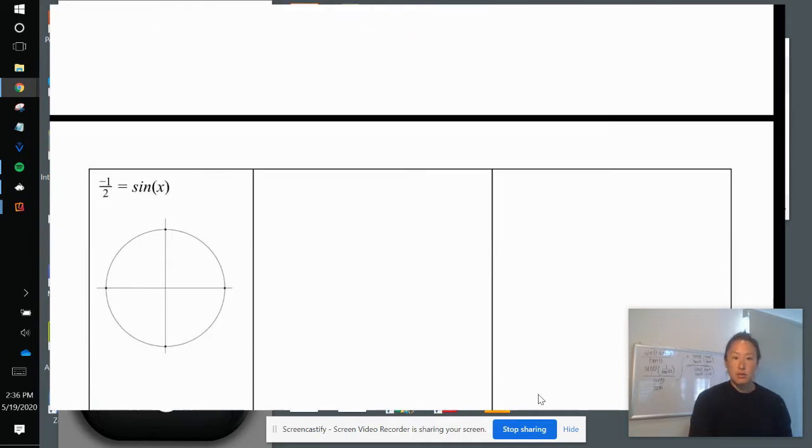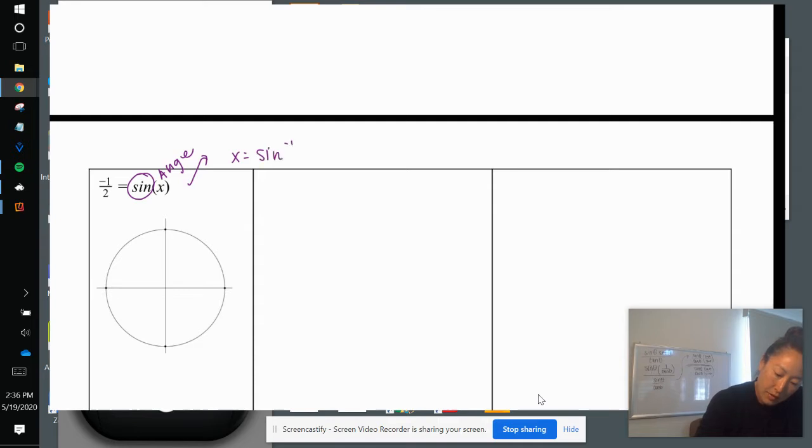Sine of x is equal to negative 1/2. The first thing we need to do is isolate our angle. Remember, in regular trig, the angle is the input. Inverse trig is going to swap that. So I'm going to do x is equal to the sine inverse of negative 1/2.